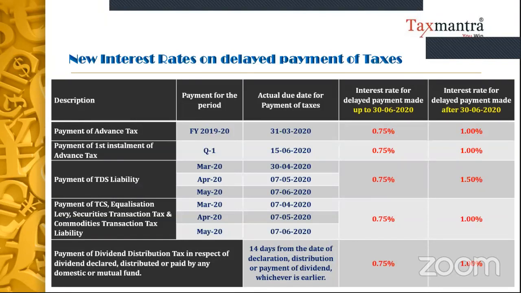Payment of dividend distribution tax, DDT, in respect of dividend declared, distributed or paid by any domestic company or mutual funds. The actual due date, according to the law, would be 14 days from the date of declaration, distribution, or payment of dividend, whichever is earlier. If such payment is made on or before 30th of June, the interest rate would be 0.75%. Else, if the payment is after 30th of June, then the interest rate would be 1%.